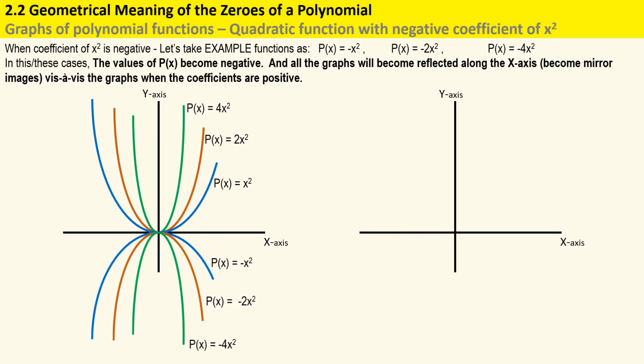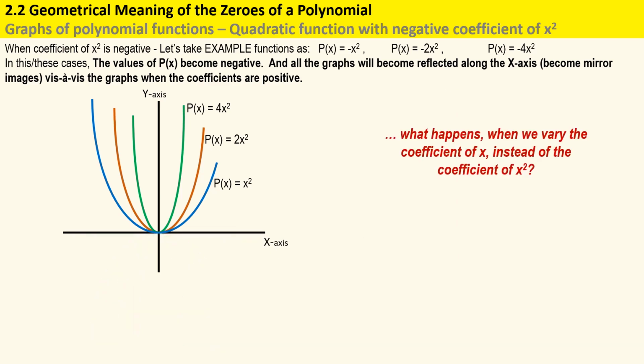If you were to use the same pair of x-axis and y-axis, you can see that they look like images of each other. And along the x-axis, if you were to put a kind of mirror, you will see as if these things are getting reflected. So when the coefficient of x square is negative, the graph becomes reflected along the x-axis.